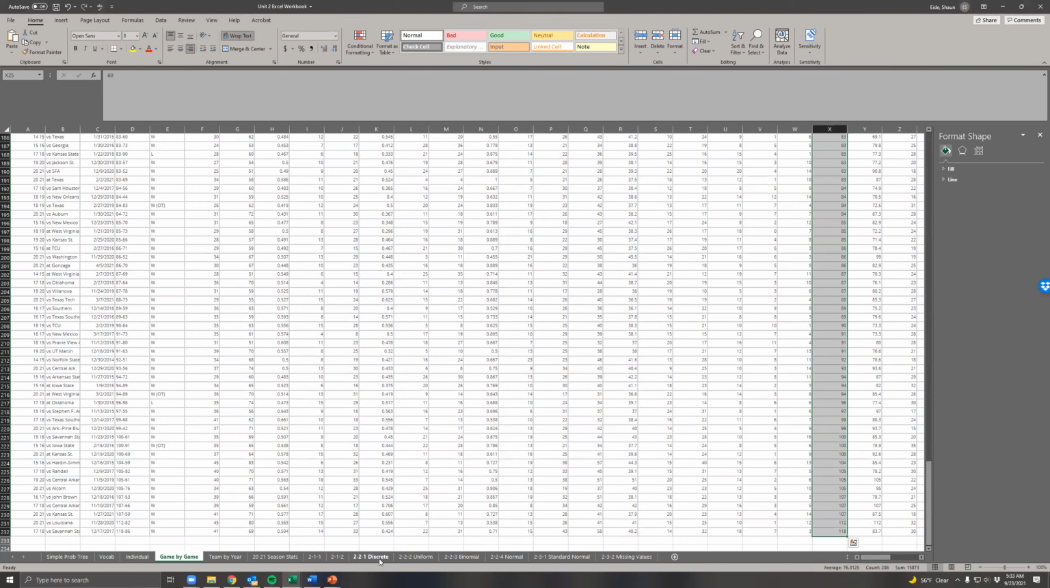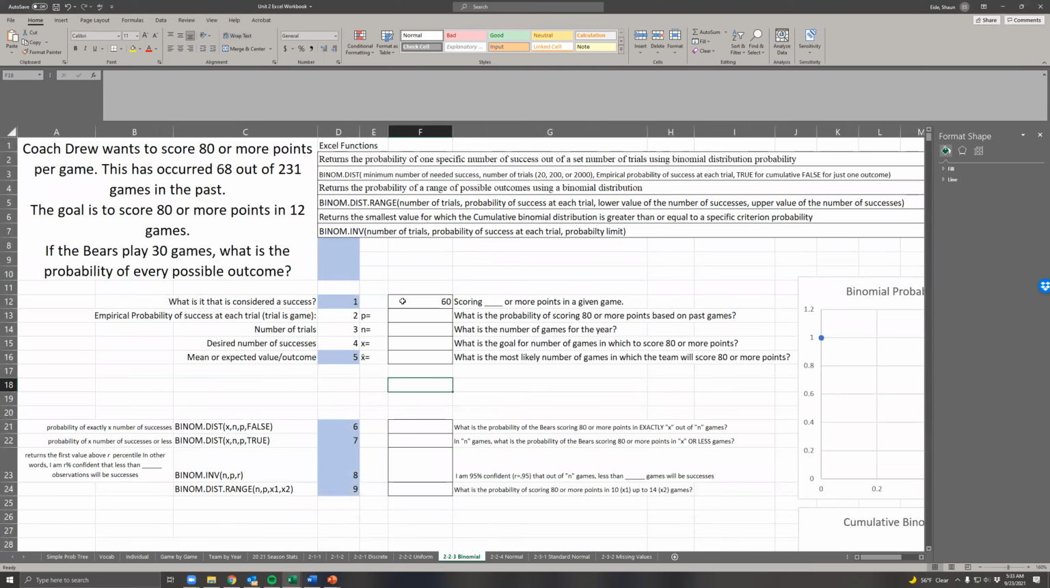Okay, so 208 observations. I'm going to come over here to binomial and do the probability of success at each trial. So I'm going to do equals 208 divided by 231. Number of trials: if the Bears play a total of 30 games, we're going to do 50 games for this one, but for yours you're going to want to do 30 games. Desired number of successes: I'm going to want 40 successes, because you should want 40 successes if your probability of winning is 90%.